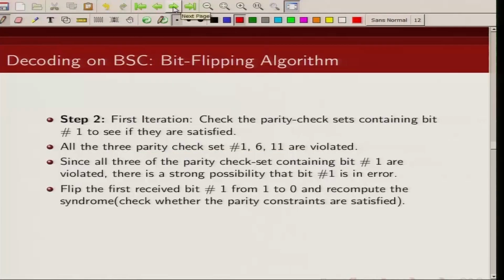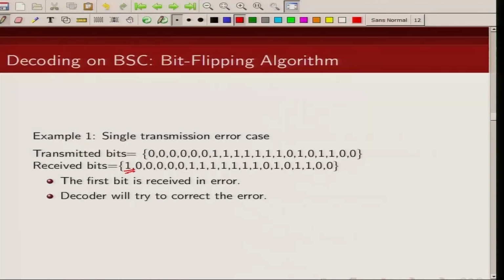Hence, what do we do? We are going to flip this bit, whatever this bit was. We are going to flip it and then again check the parity check constraints. So, earlier this bit was received as 1, we are going to flip it to 0 and again try to check the parity check equations.